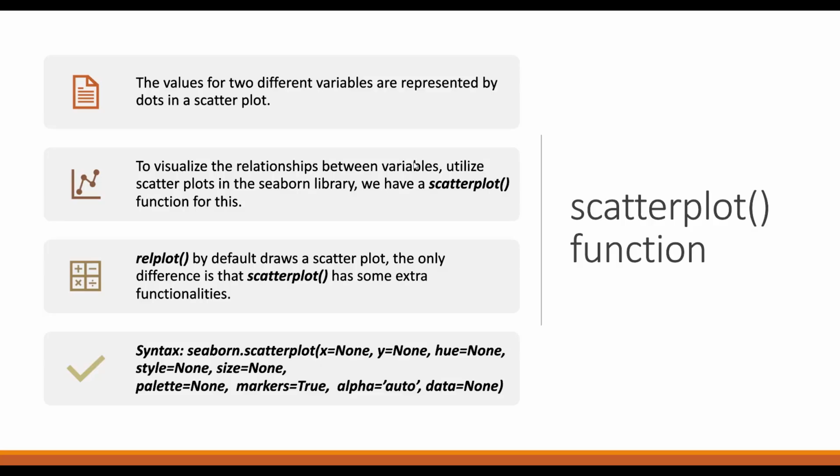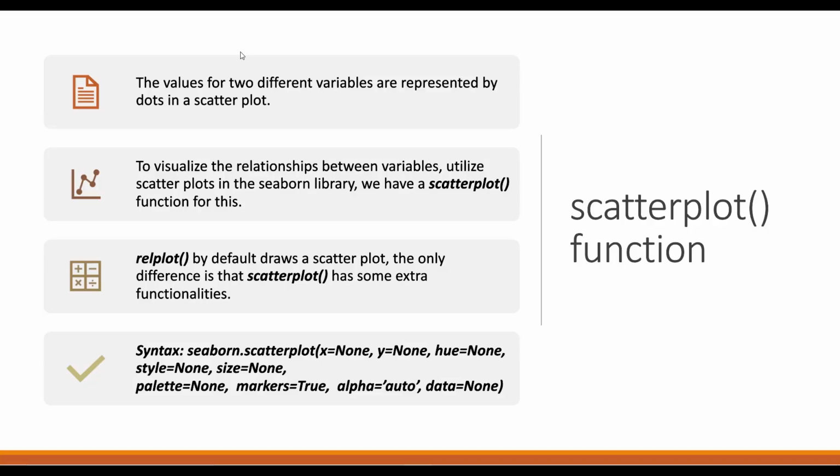The next one is hue. Basically it is a grouping variable that produces a component with different colors. The third one is size. It is also a grouping variable. It also produces the components with different sizes. The next one is style. It is a grouping variable that produces a component with different styles.